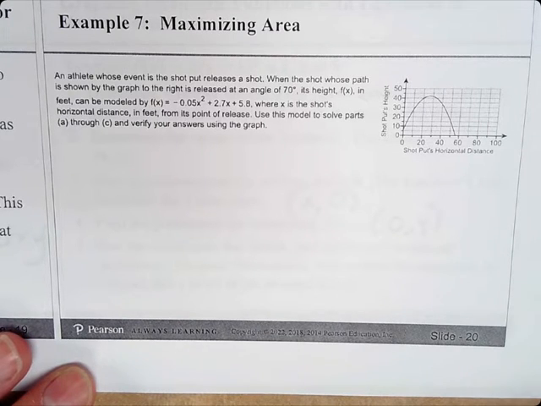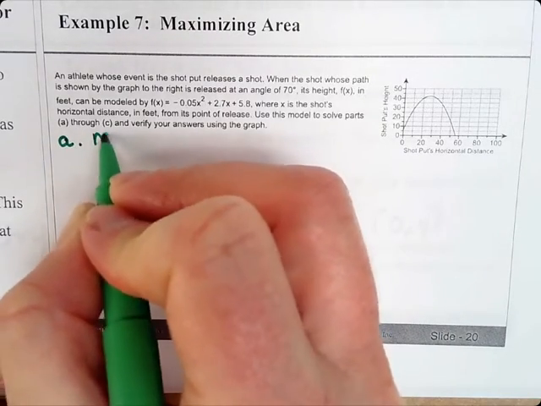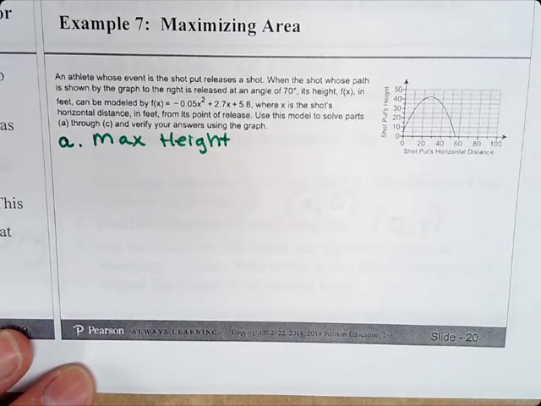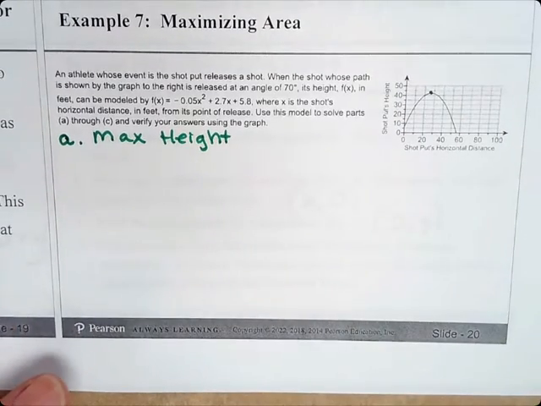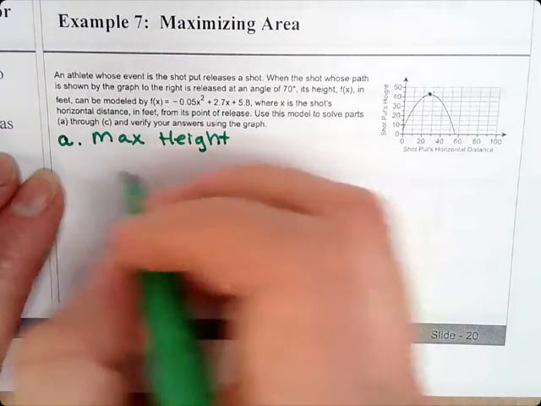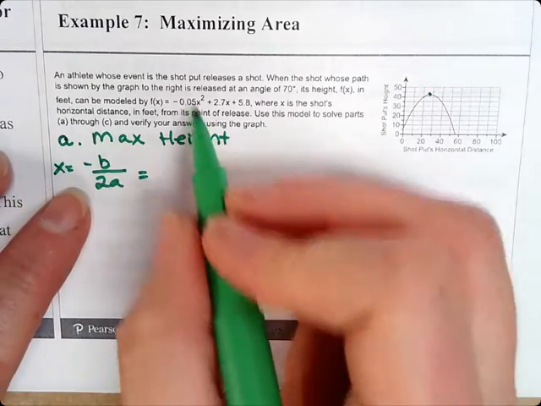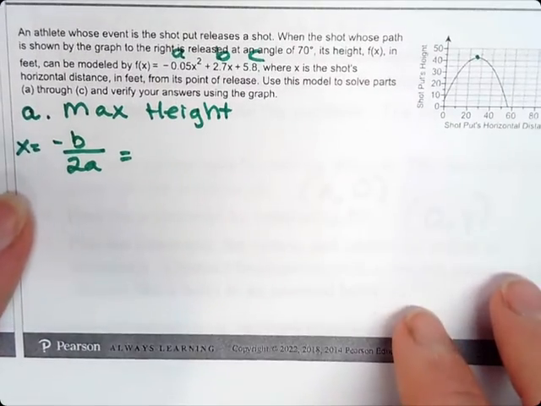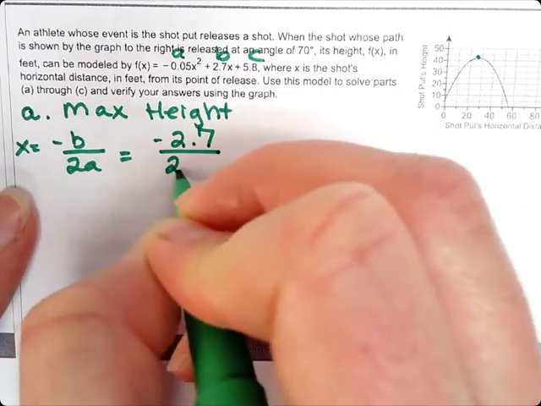So there are no parts A through C. I have to give those to you. So part A is going to be, what is the max height? So that'll be right here. In order to find our max height, we need to find our vertex. So x equals negative b over 2a. So we have a, b, and c. Negative 2.7 over 2a.